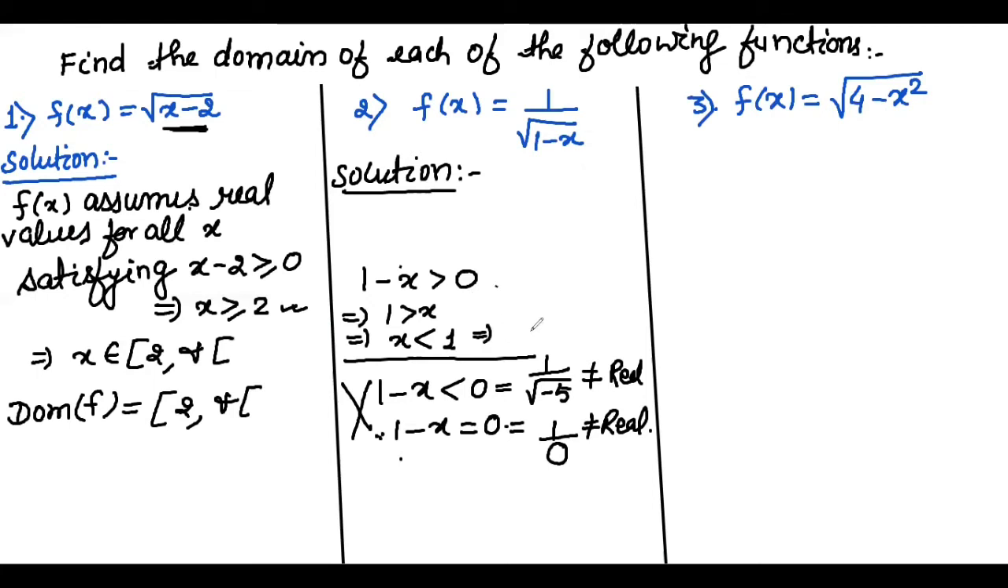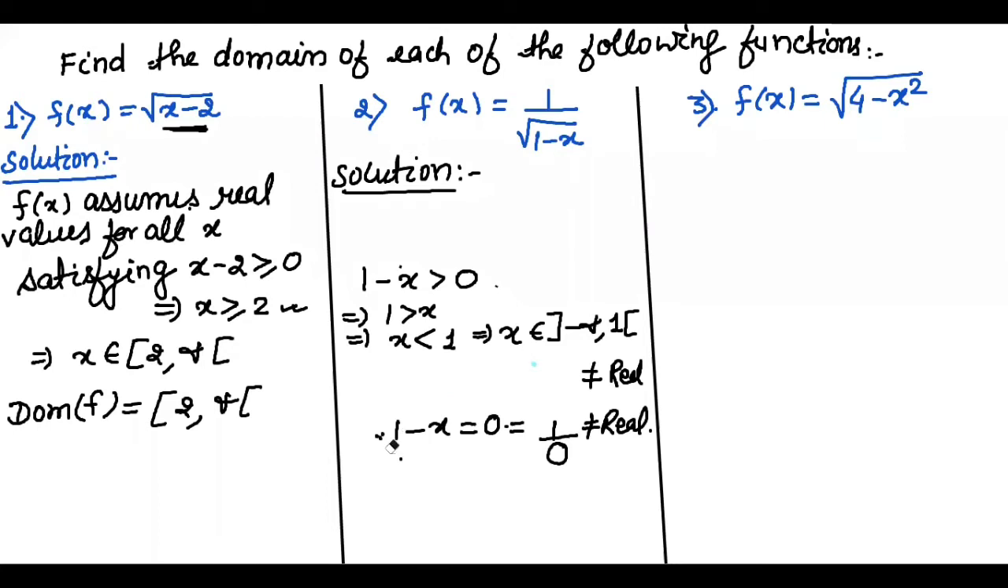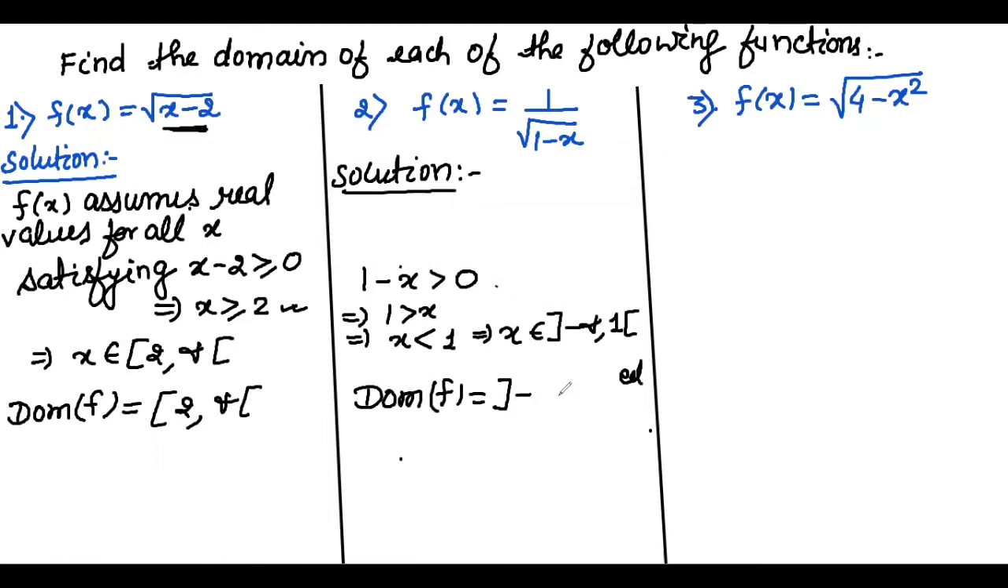So we can write x belongs to minus infinity to 1 in open interval, because we can't take x equals to 1. X less than 1 only. So open interval minus infinity to 1. So domain will be the value of x that I have written now, and this is the domain of f: minus infinity to 1.